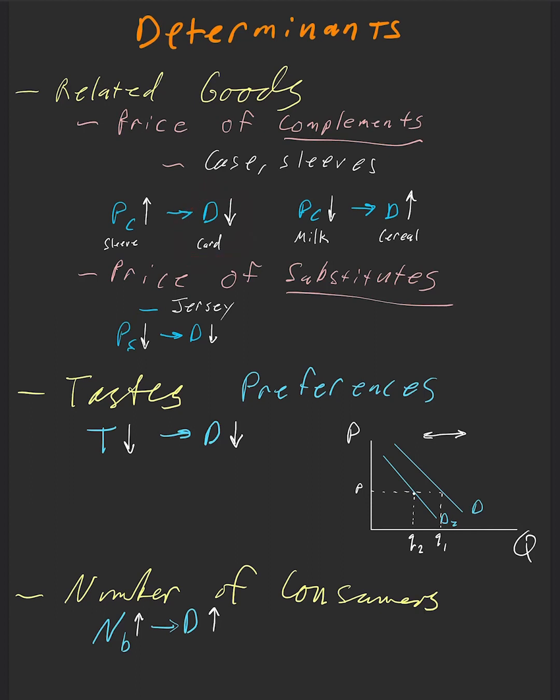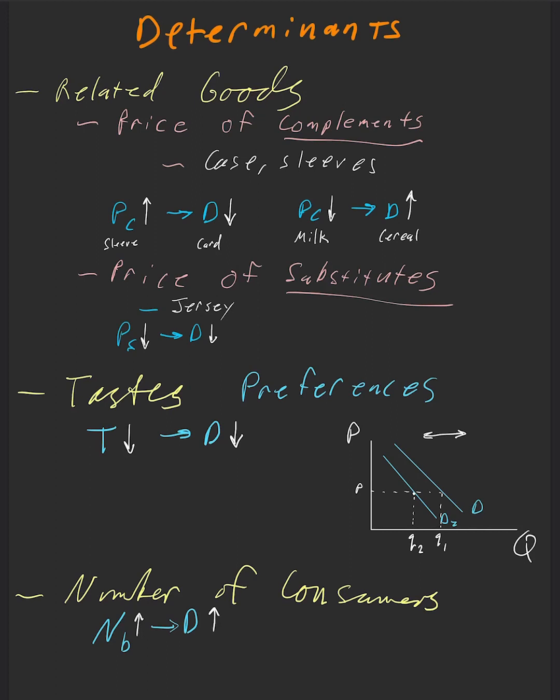Let's think about some other things that we might consume. We consume milk and cereal together, right? And so if the price of milk goes down, we might eat more cereal because of that, right? So this shows us how complements, the relationship between two related goods, if they're complements, might work.